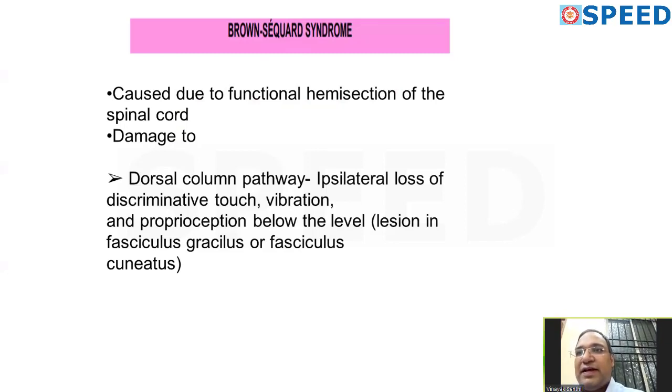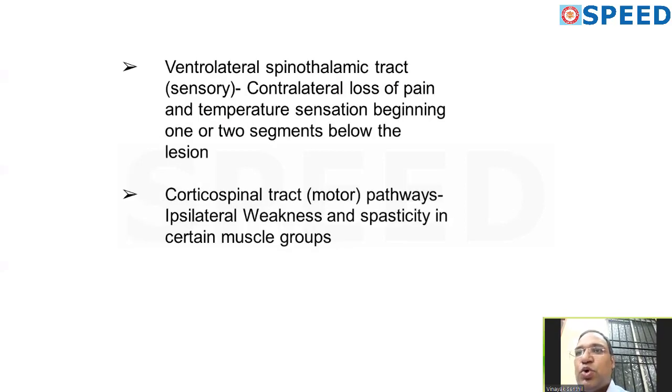It is caused by functional hemisection of the cord, with damage to the dorsal column pathway causing ipsilateral loss of discriminative touch, vibration and proprioception below the level of the lesion. The ventrolateral spinothalamic tract crosses, so there will be a contralateral loss of pain and temperature, beginning 1 or 2 segments below the lesion. We have even discussed the pathways, and this question is a standard repeat in exams.